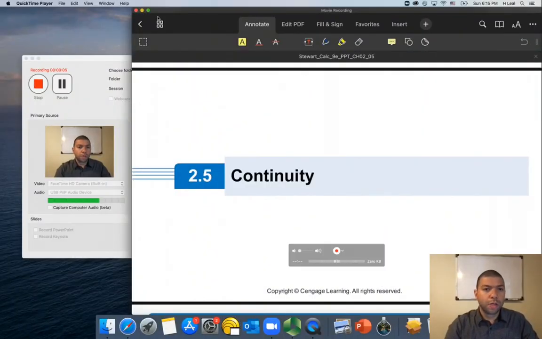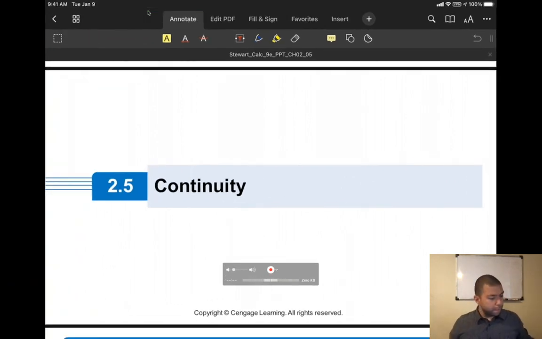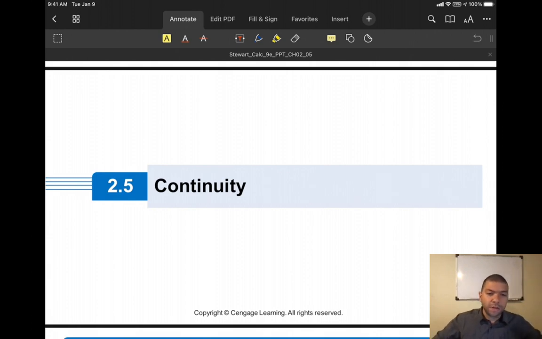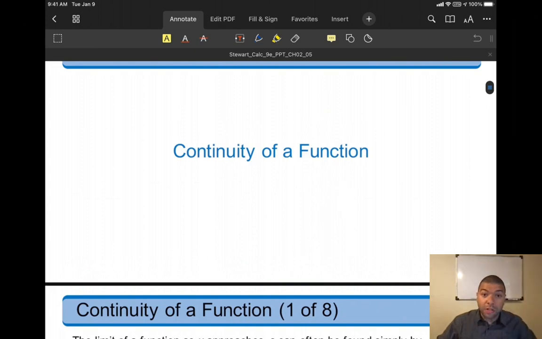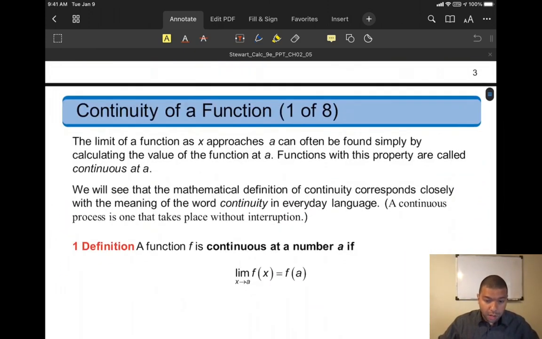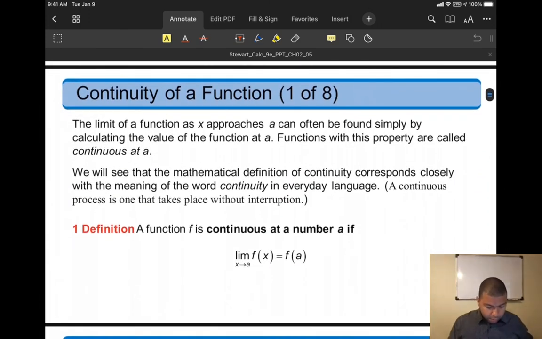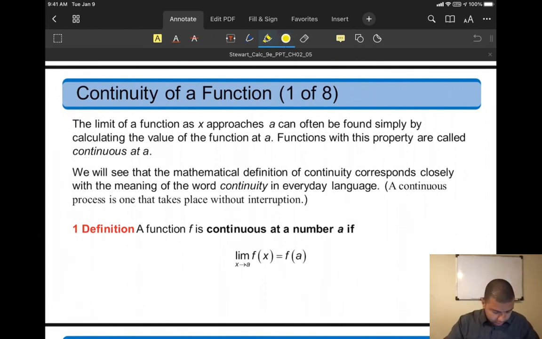Today we're talking about continuity, which is when we start using limits to actually differentiate two types of functions: the functions that are continuous and the functions that are not. So continuity of a function is exactly how we're going to do this. The word continuous means exactly what you would expect it to mean, right? A process that takes place without interruption. So whenever I say continuous, you can think without interruption.